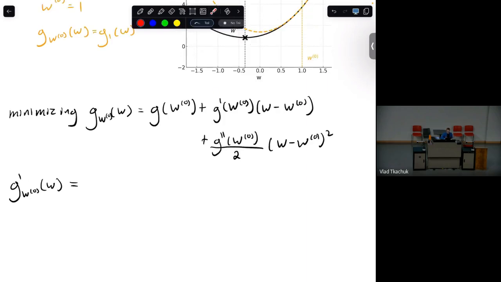Now we look at this guy. We need to take the derivative of this. Well, that's just w times a constant. So the derivative is just g prime, the actual function's derivative at w naught. Remember, this is like the truth. This g prime is the actual function. These things are approximations. These are not the same g primes.